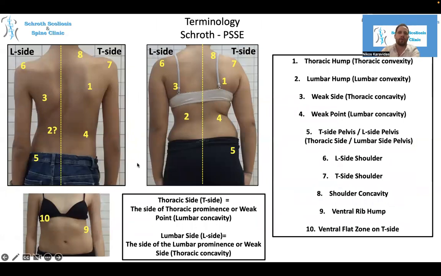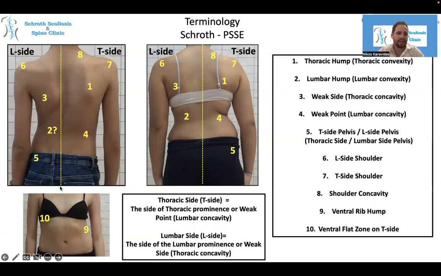Here is the terminology that we use in our school. Again, we have innovative terms that were introduced for the first time, some of them from our school. So we have the number one, which is the thoracic convexity. Here we have a patient with a 3C plus and a patient with 4C minus, so you can see on them. So thoracic hump is the thoracic convexity, the number one. Lumbar hump, or lumbar convexity, is the number two. And we have weak side and weak point for the thoracic concavity and the lumbar concavity accordingly.